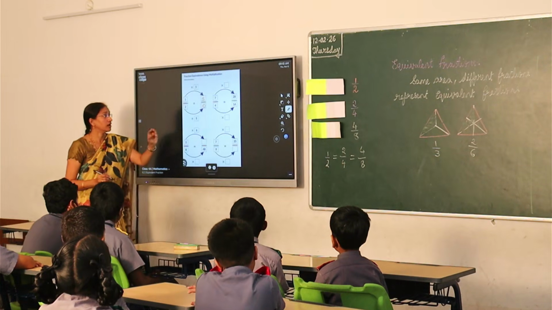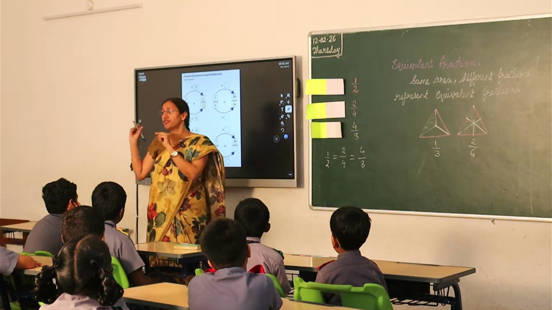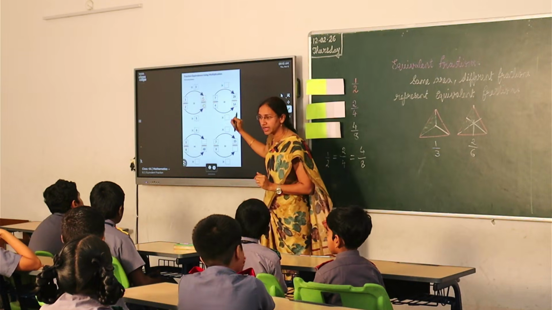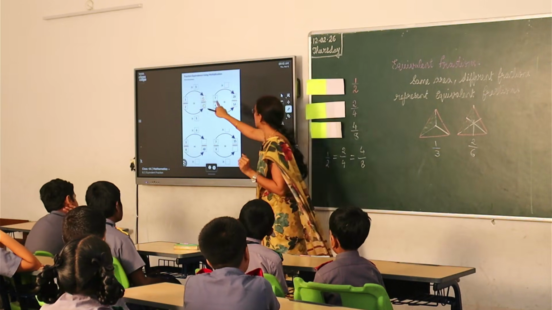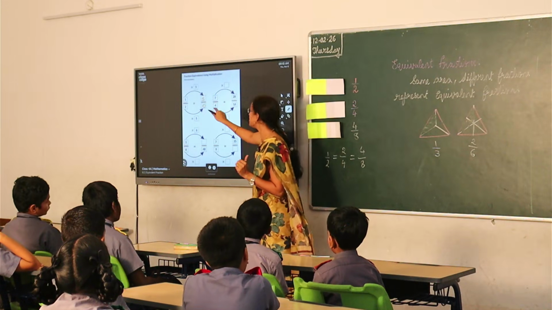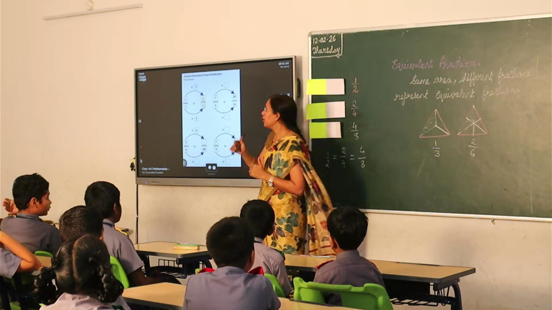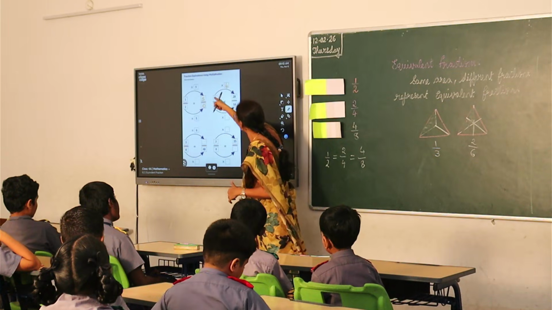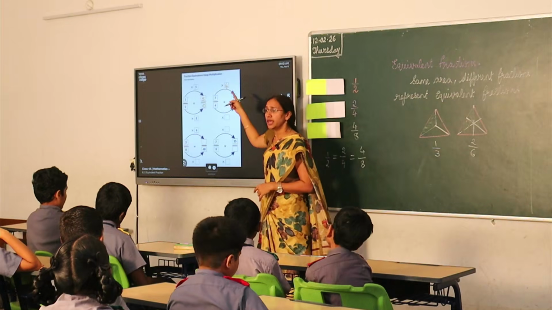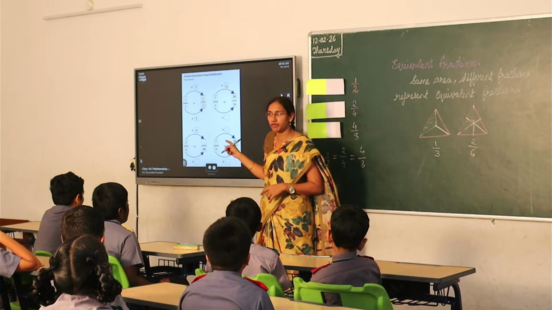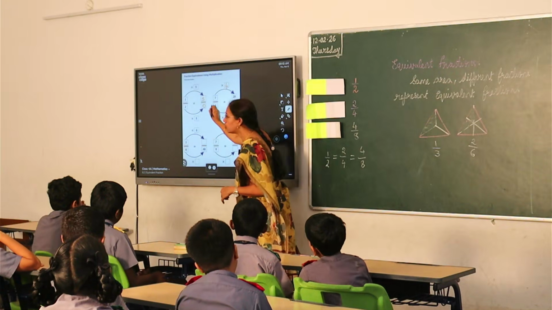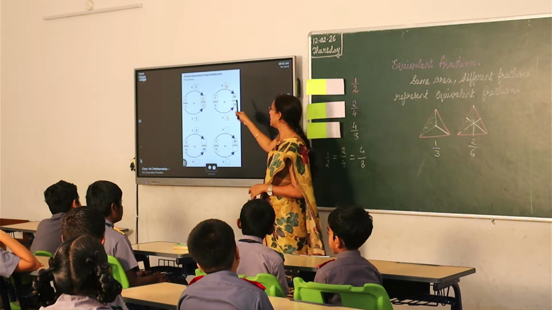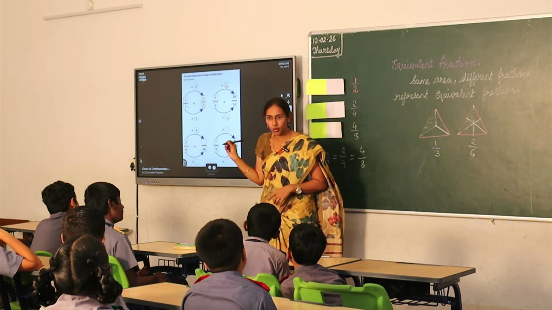See, next one, children, he gave both the fractions, but he didn't give which number to be multiplied. That we need to find out. 7 times how much? You will get 28. 4. 7 times 4 is 28. So, we multiply the numerator with 4, and the denominator also has to be multiplied with 4. So, 4 times 4 is 16. 7 by 4, 28 by 16 are equal.